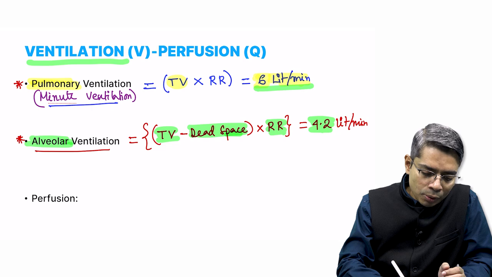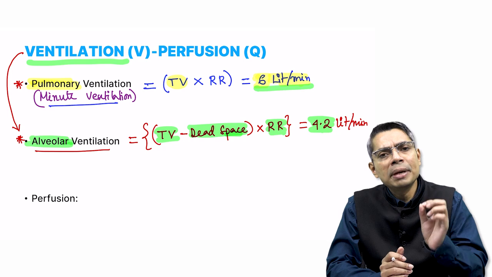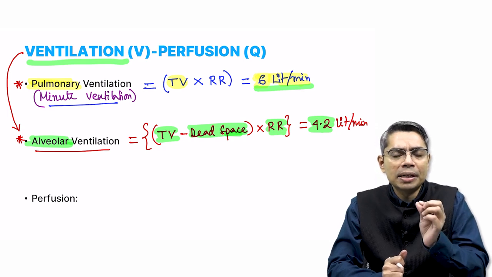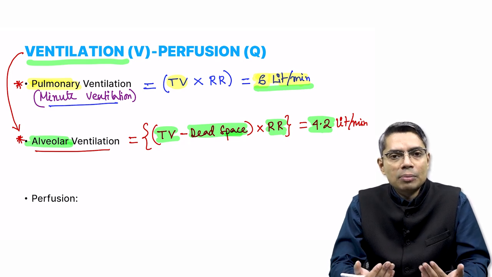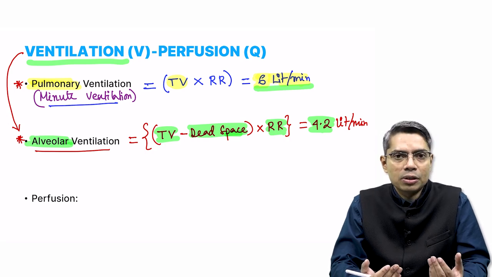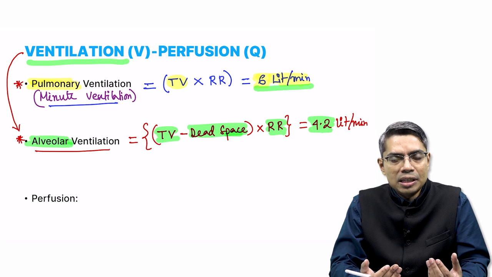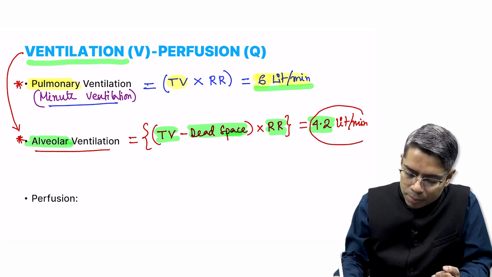Please remember, whenever we are speaking about ventilation perfusion of the lung, we are mainly concerned about the alveolar ventilation, because that is the air which is going for the exchange at the level of the capillary blood. So whenever we speak about ventilation perfusion of the lung, we are talking about alveolar ventilation rather than pulmonary ventilation, which has a value of 4.2 liter per minute.